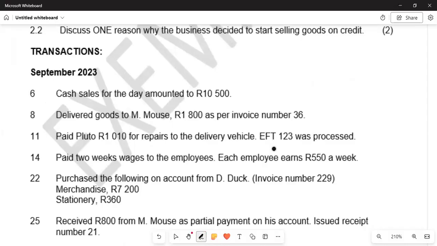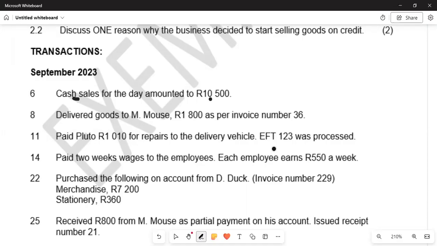First, on the 6th, we have a transaction which says cash sales amounting to 10,500. Cash sales, as the word implies, means it goes straight to the cash receipts journal, because the cash receipts journal is where we record all the transactions that are only in cash.